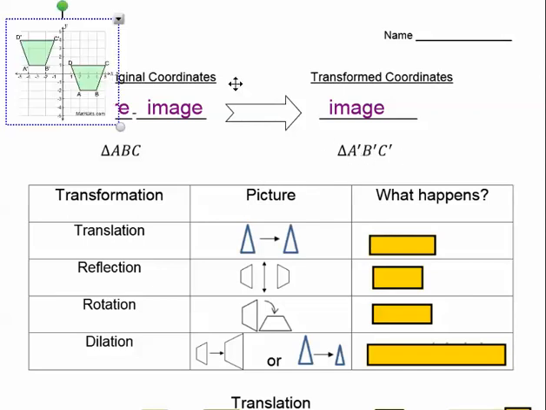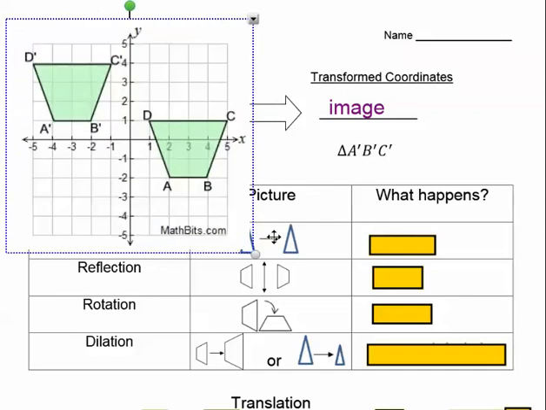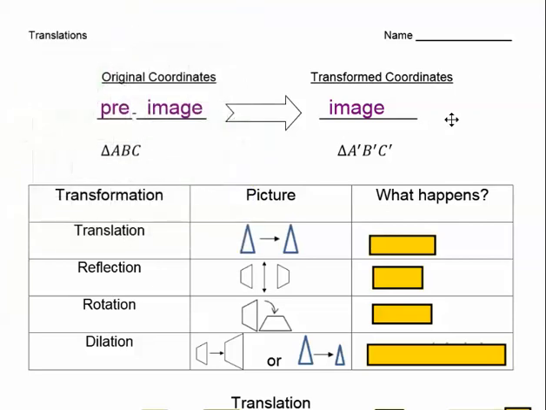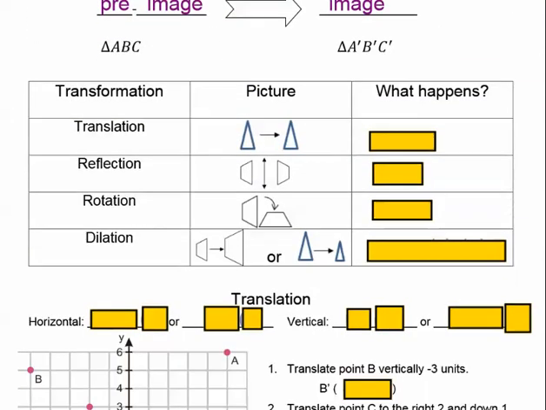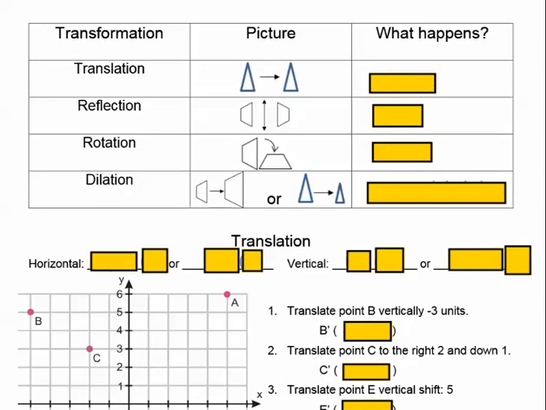So if you look at this right here, this is my original, my pre-image, because it's just A, B, C, D. This is my new image because it has the little tick marks, the primes. Do you guys see that? All right, so that's how we keep track of which one is the pre-image and which one is the image, okay? Now, we have 4 different types of transformations that we will be learning this unit.